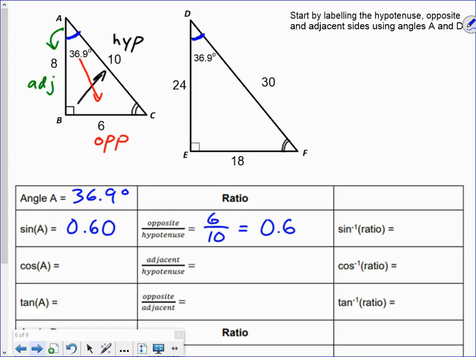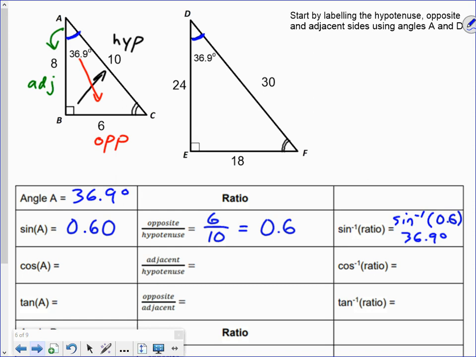So we can do sine of our angle is equal to opposite over hypotenuse, just like we said on the previous slide. Now, if we have this ratio here, 0.6, we can take it, and on our calculator, there's the inverse sine button, or usually you have to do second function or shift, and then press the sine button again. If you do that and then put in that ratio, 0.6, so sine inverse of 0.6, and you hit equals, you should get 36.9 degrees.